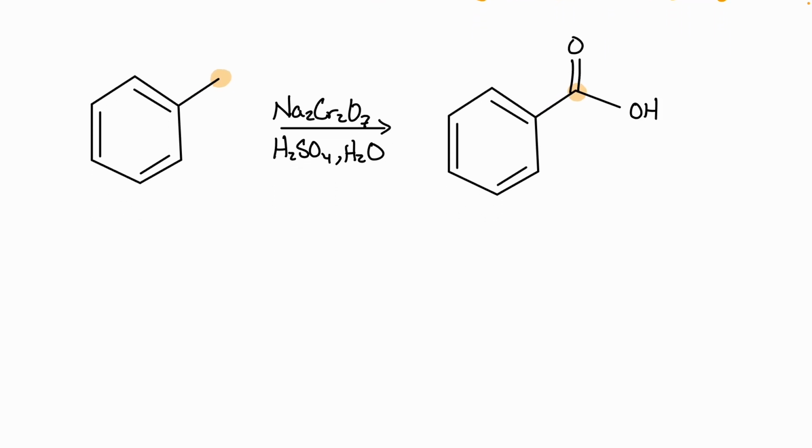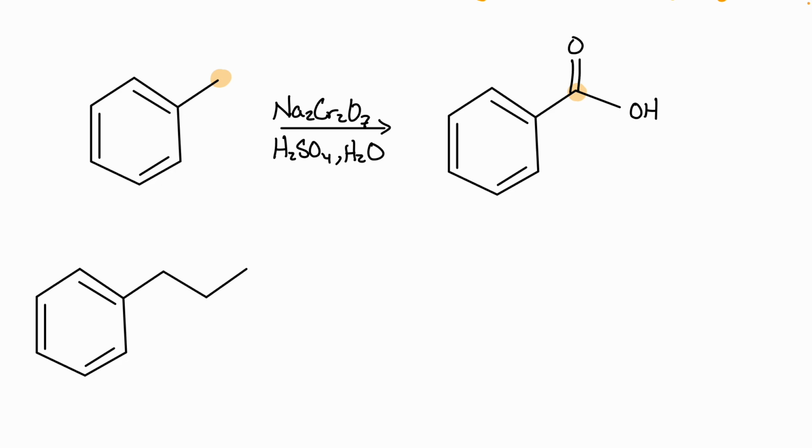What if we started out instead with propylbenzene? Okay. You will find that if you try to draw a carboxylic acid on that benzylic position again, you will run into a problem where you've got just too many bonds. All right, so how do we oxidize this compound here?